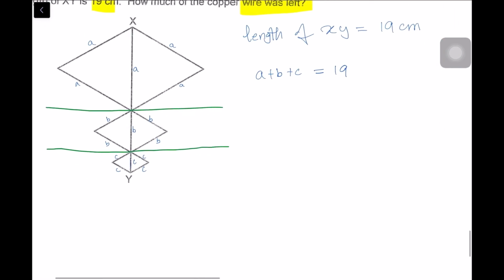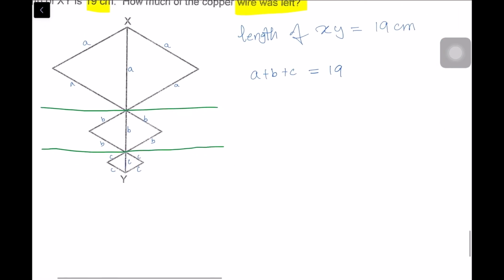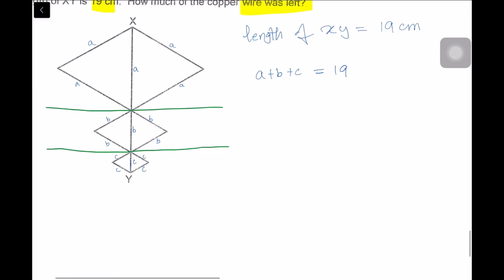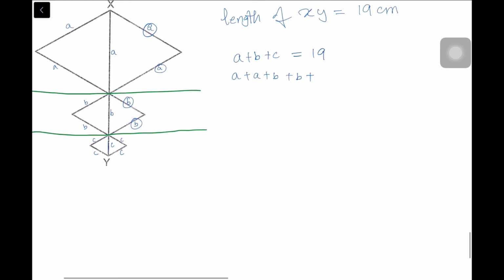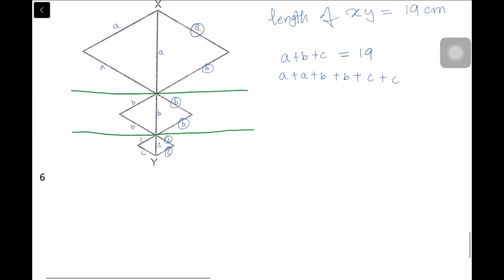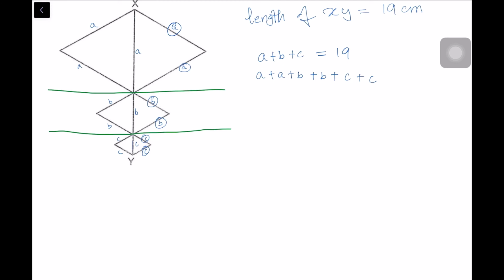So if we find the total length of the copper wire used, we have a, this, plus a, plus b, plus b, plus c, plus c. This is for one side of the figure, and since the same length of the copper wire is being used on the other side, we can just multiply the value we obtained for this times 2.